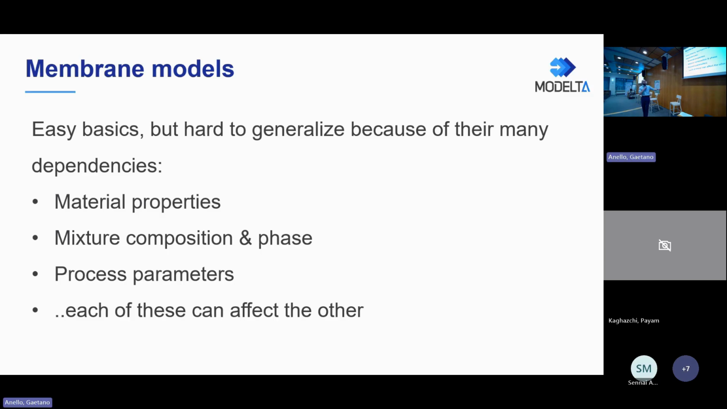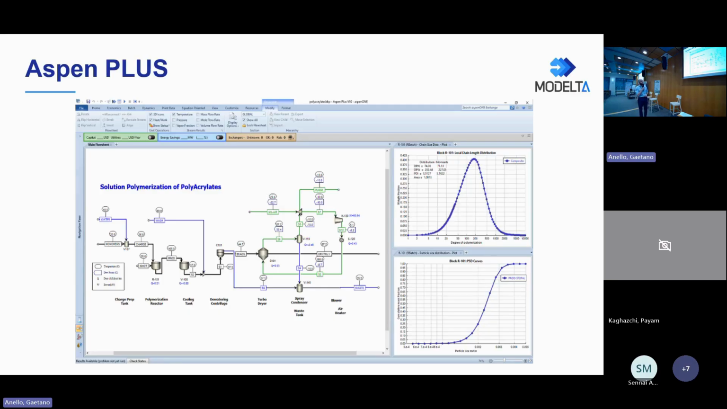But there's also mixture compositions that affect the performance. There's process parameters, and all of these, of course, interact. High temperature might burn your material for good or for worse, for better or for worse.